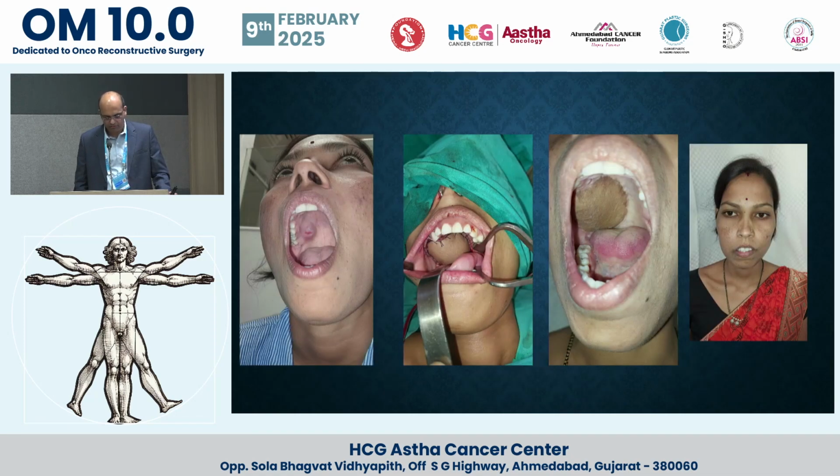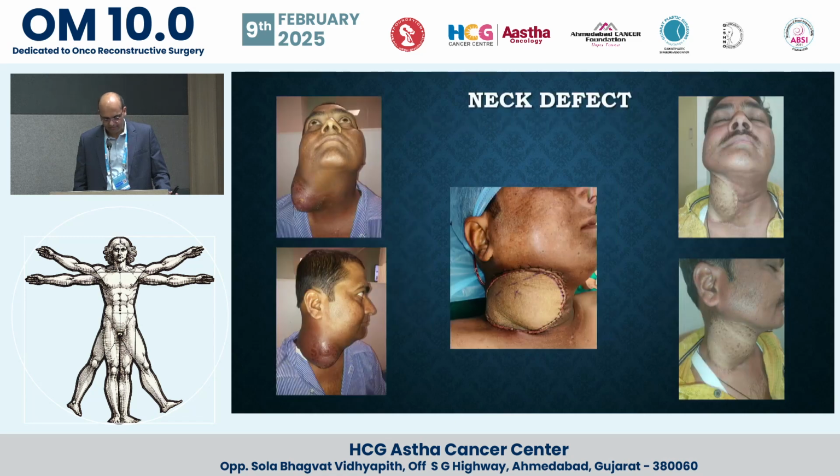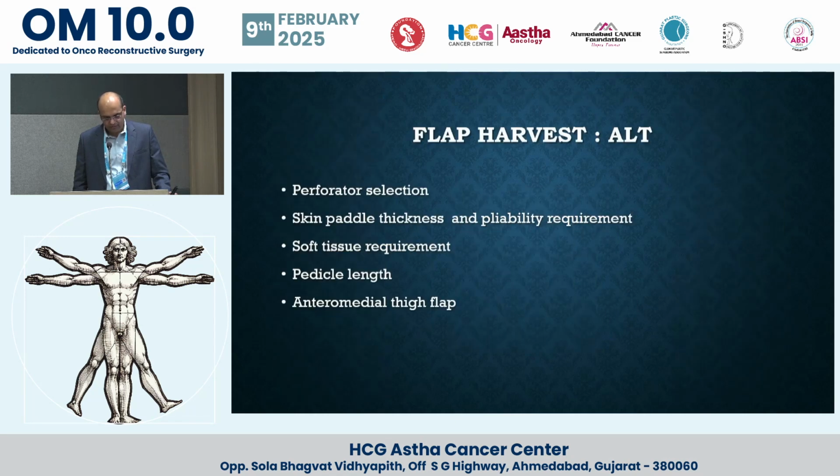Again, for small maxillary defects, you can do the intraoral resection and reconstruction. Orbital exenterations, then fungating neck nodes. So there are many indications for the ALT.